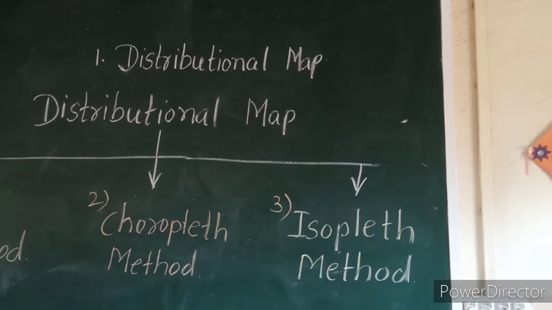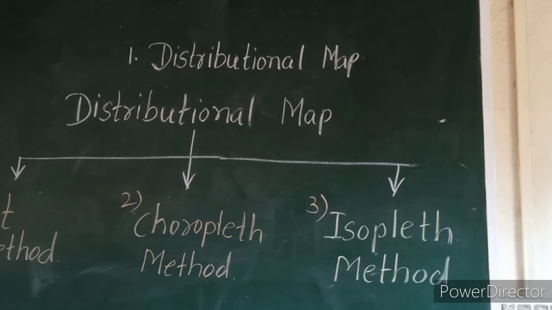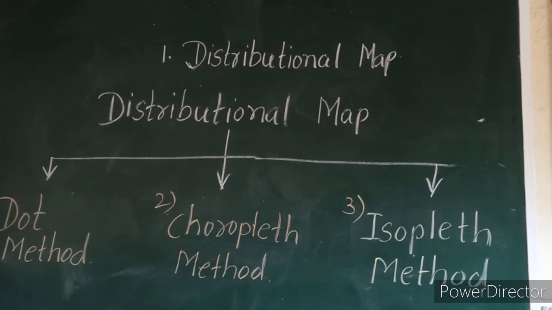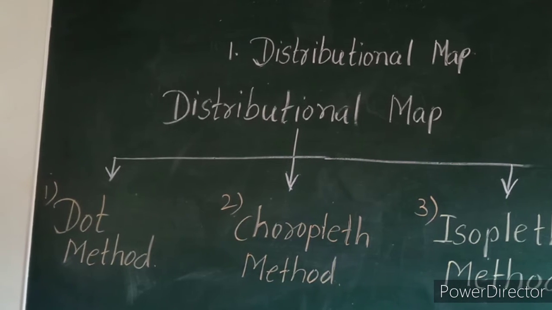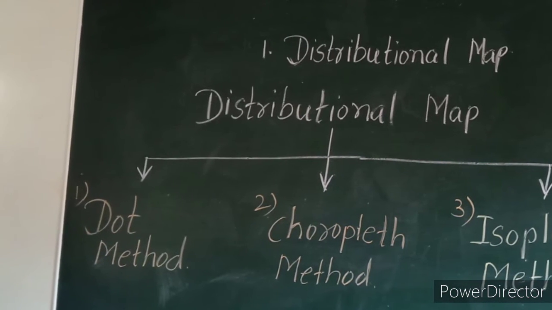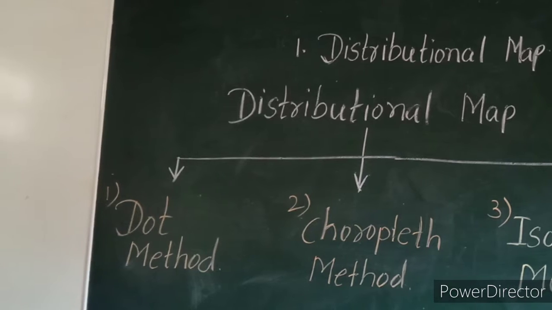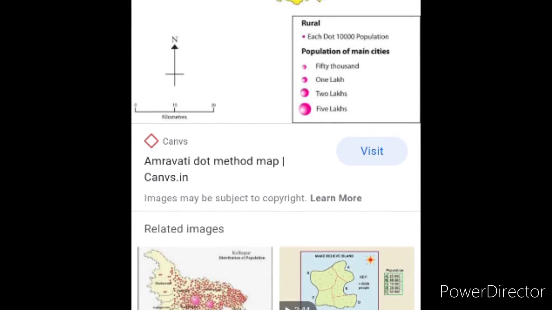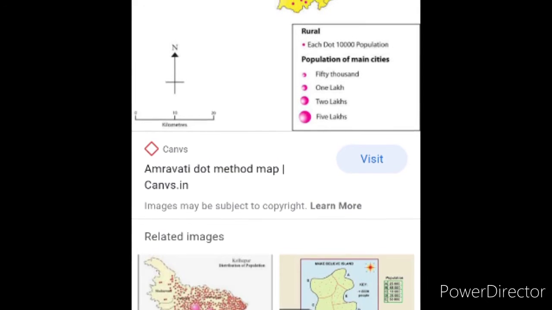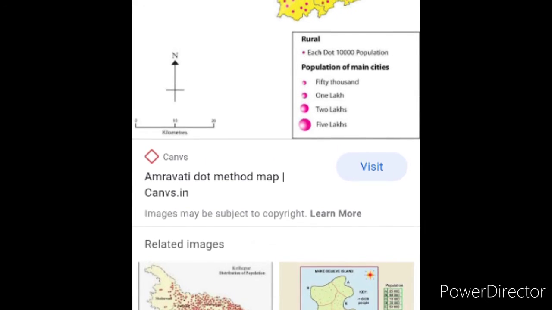Distribution can be shown in the three following ways on a map. First one, dot method. Second, choropleth method. Third one, isopleth method. First one, dot method. A dot map is made using statistical data. While preparing dot maps, only data gathered through counting is used.